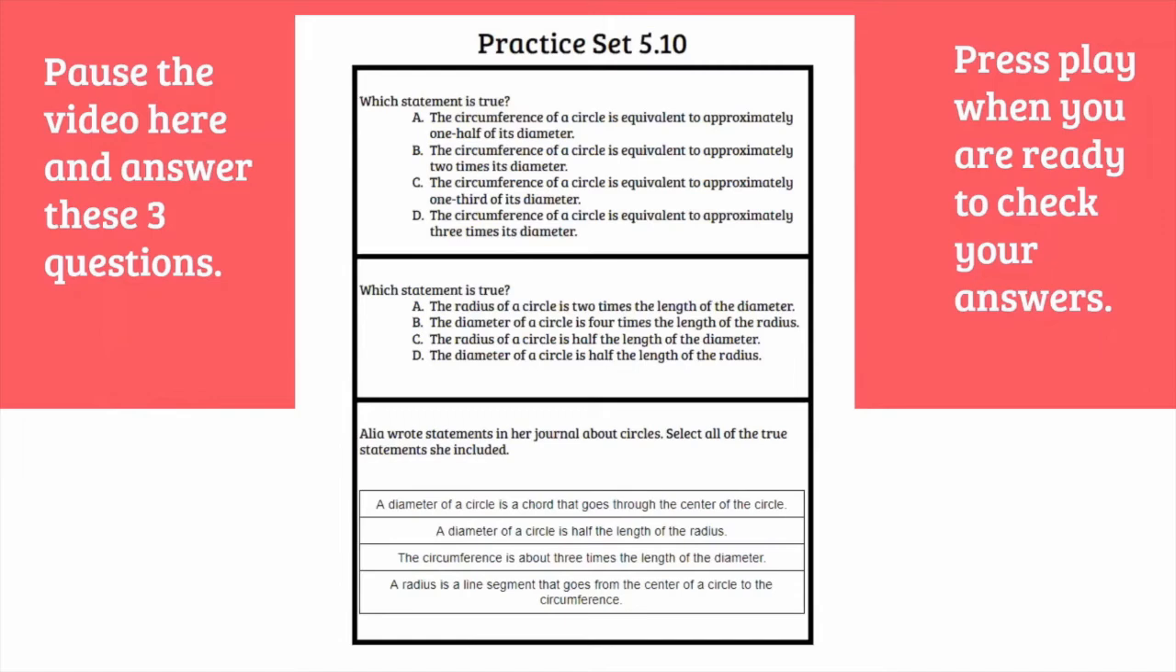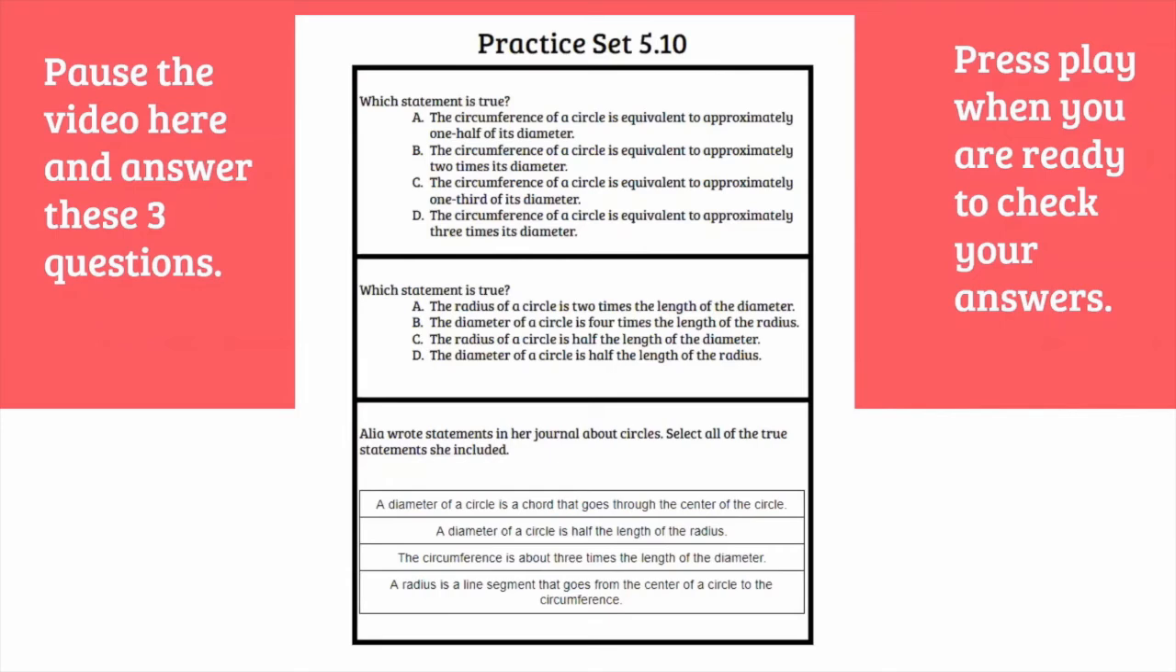Question number 2 also says, which statement is true? And again, you have 4 answer choices. A, the radius of a circle is 2 times the length of the diameter. B, the diameter of a circle is 4 times the length of the radius. C, the radius of a circle is half the length of the diameter. D, the diameter of a circle is half the length of the radius.